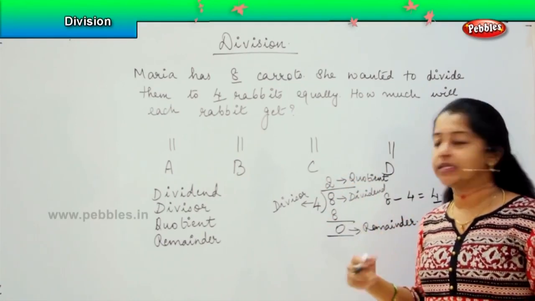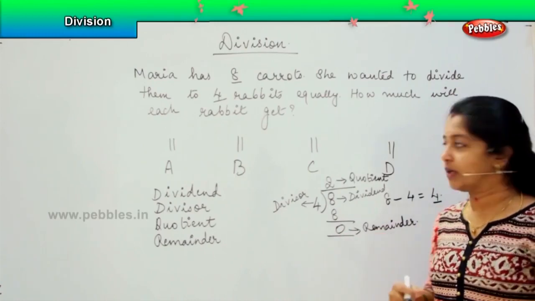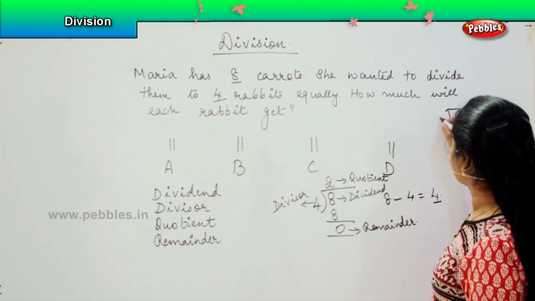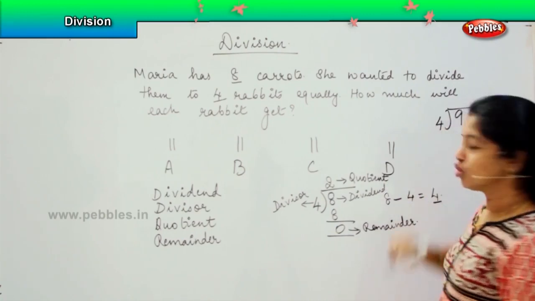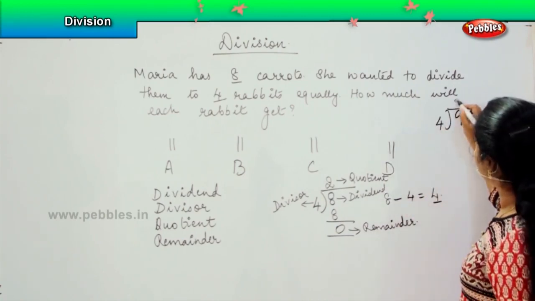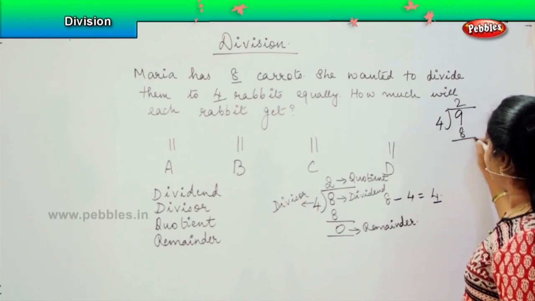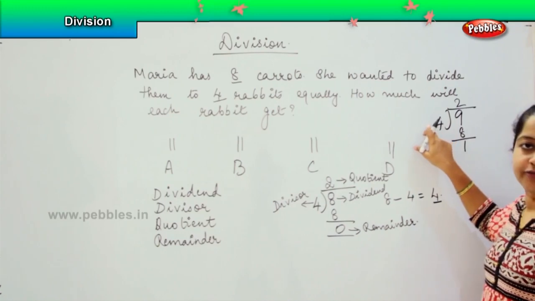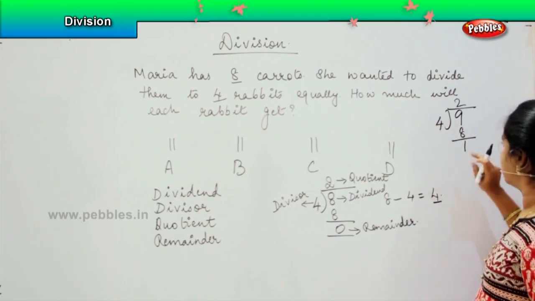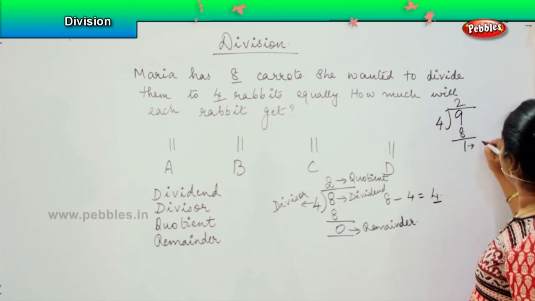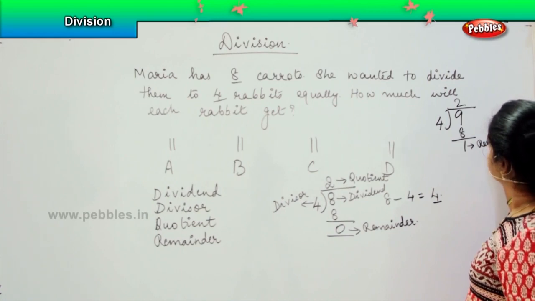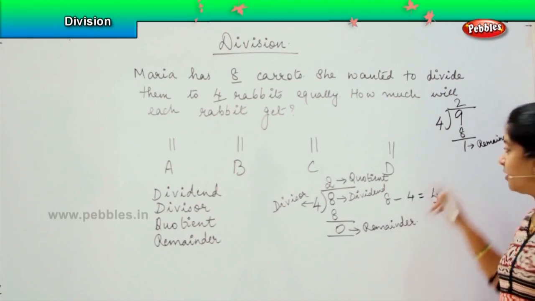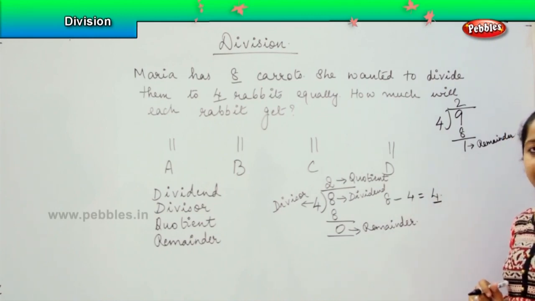Sometimes it is possible that a number may not be divided equally. Now, the same example, if I say I had 9 carrots and I wanted to divide them among 4. So, what will happen? Again 4 twos are 8 and then 1. So, I cannot divide this further because 1 is less than 4, right? I cannot divide it further. So, in this case, 1 will become my remainder. So when the number is not divisible completely, you will have a remainder.